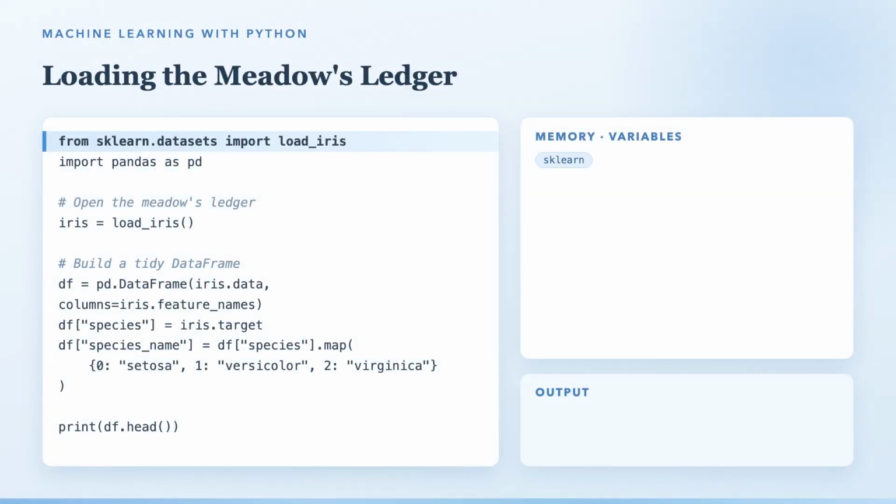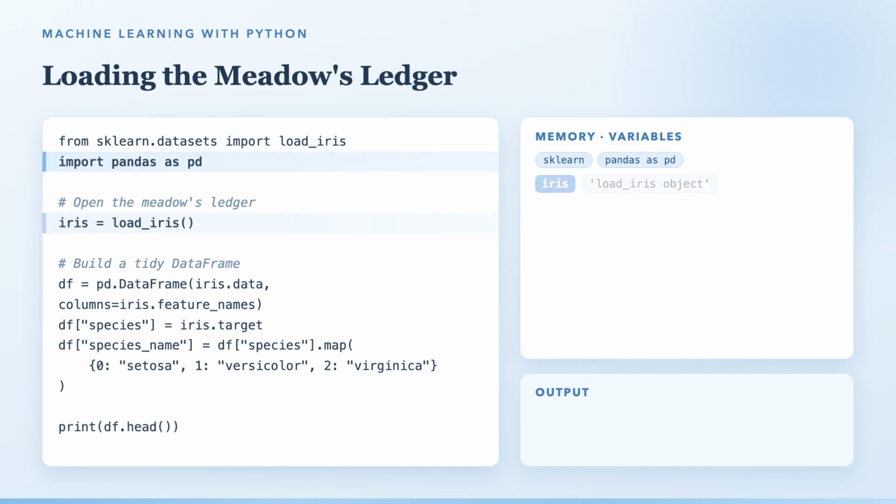Let's open the Meadows ledger, line by line. First, the imports. Load iris comes straight from scikit-learn. This dataset is so beloved, it lives inside the library itself. No CSV file needed today. Watch the second line run, load iris, and there it is, 150 flowers, pressed carefully into the pages.